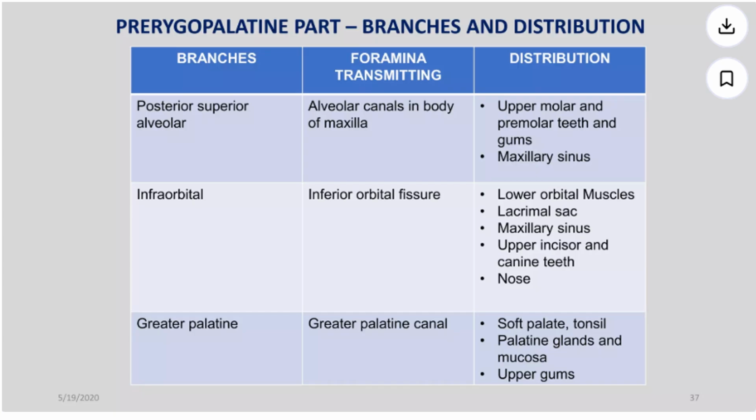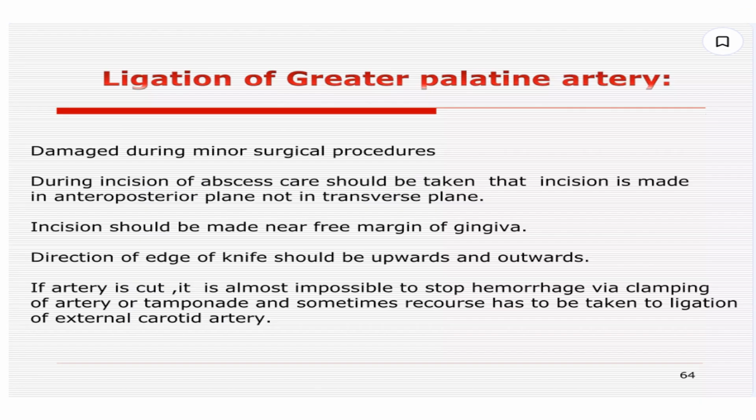Greater palatine artery comes out through greater palatine canal. It supplies the soft palate, tonsil, palatine gland, and mucosa of the upper gums also. The ligation of the greater palatine artery: in case of heavy bleeding from the greater palatine artery, it should be managed. Damage can occur during minor surgical procedures, so during the incision of an abscess, care should be taken.